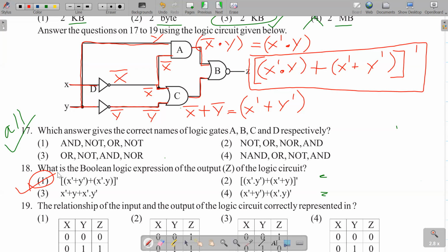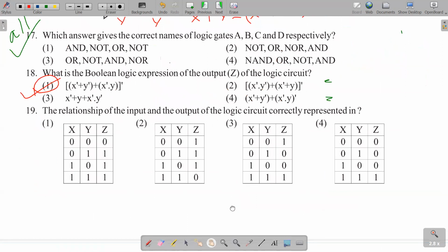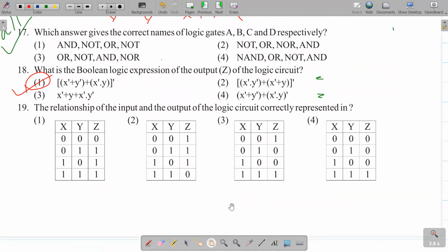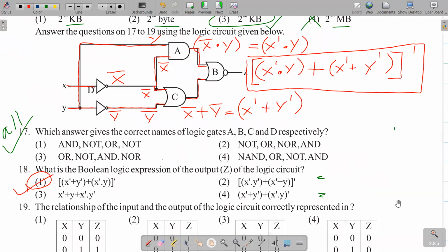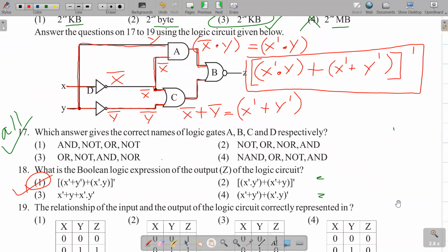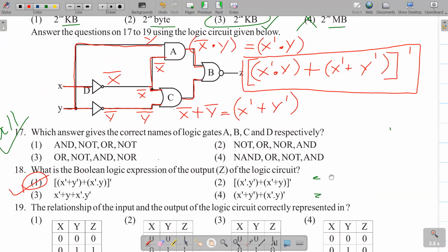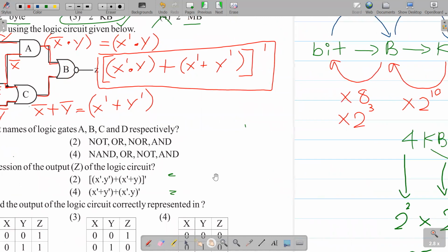Yes, sir. Okay. Then the 19th is asking which option correctly represents the relationship between the input and the output of the logic circuit. For that, we have to see what's going to come from this particular expression, right? So let's build the truth table over here. Let me have some space.